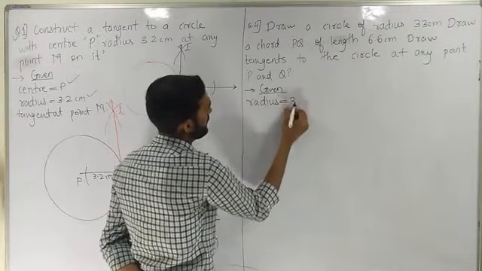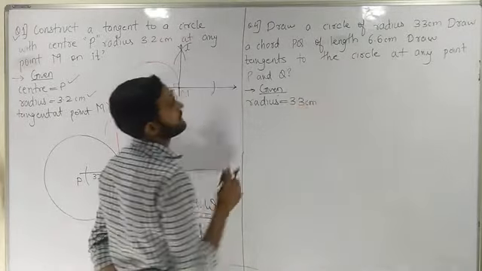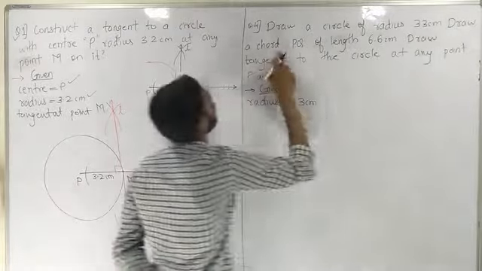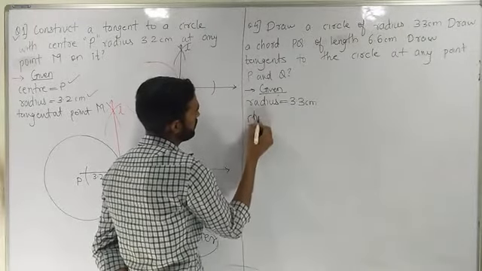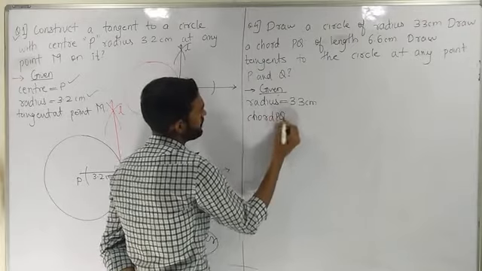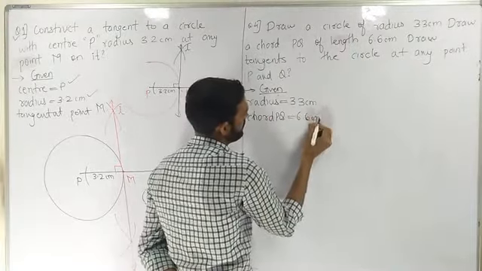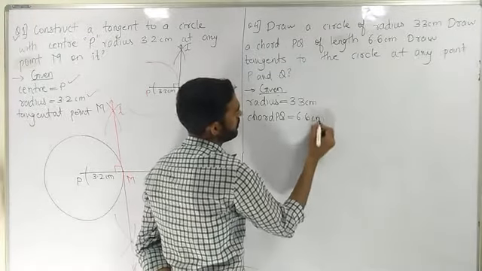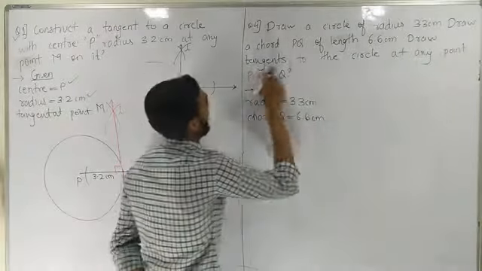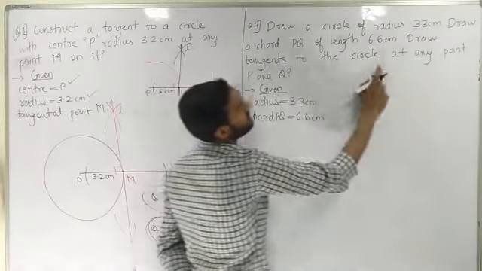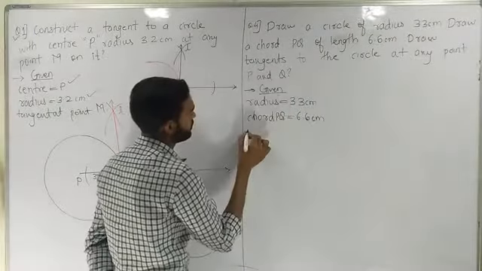So we'll write here radius 3.3 centimeter. Next, draw a chord PQ. Chord PQ length is given? Yes, of length 6.6. This I need to draw. Next, draw tangents to the circle at points P and Q.